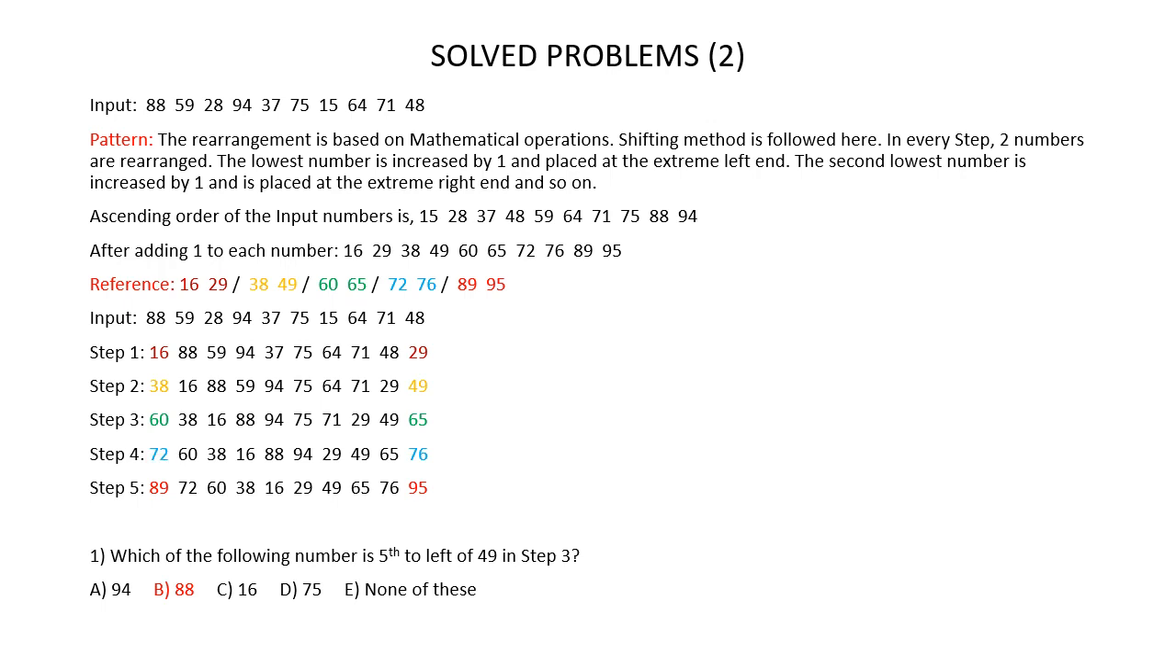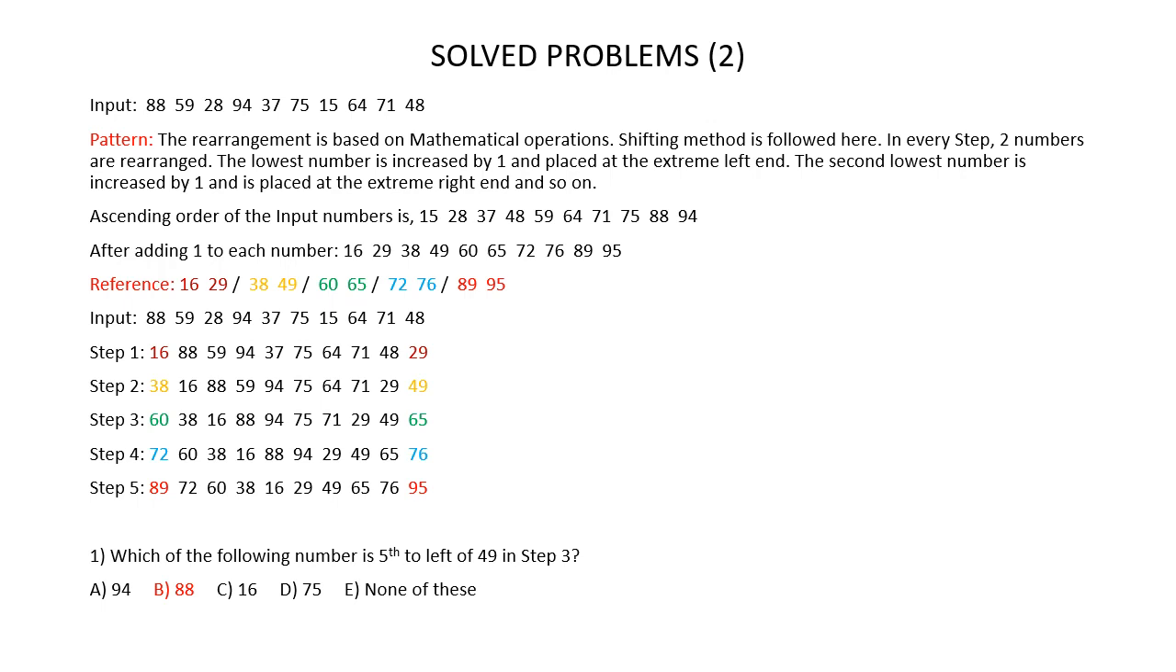Write 72 at the extreme left end and 76 at the extreme right end in step 4. The remaining numbers of step 3 are written as they are in the same order between 72 and 76 in step 4. For step 5, use the next set of numbers in the reference, which is 89 and 95. Write 89 at the extreme left end and 95 at the extreme right end in step 5, and write the remaining numbers of step 4 in the same order between 89 and 95 in step 5.